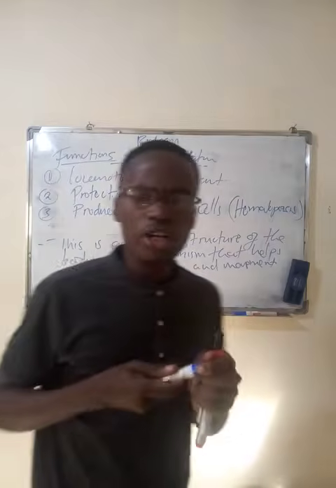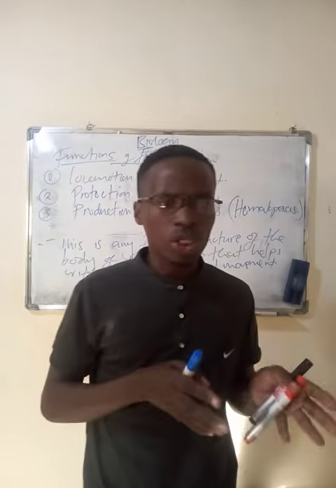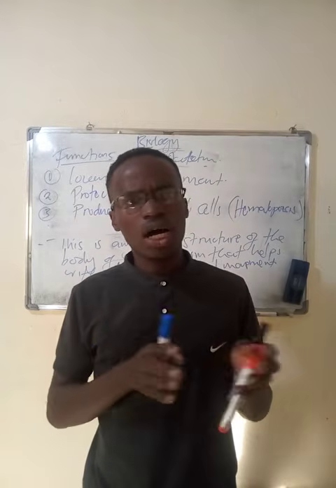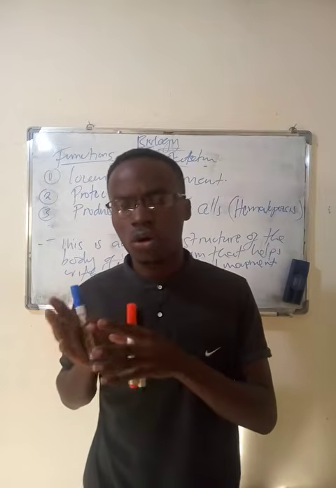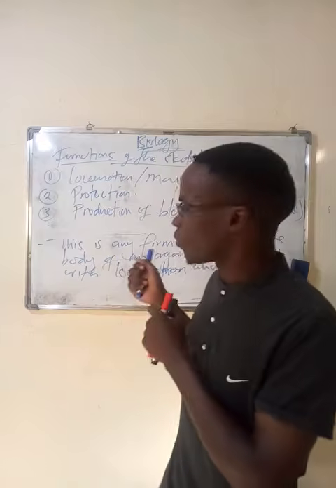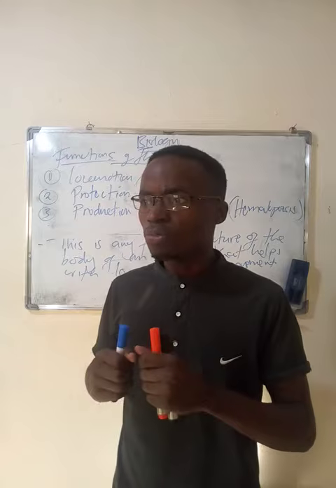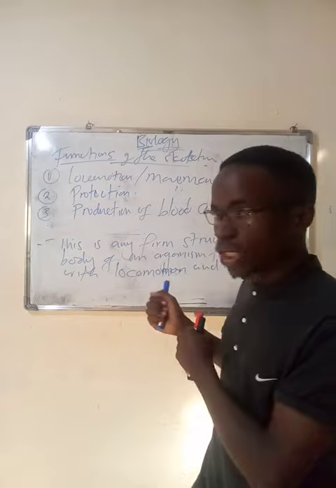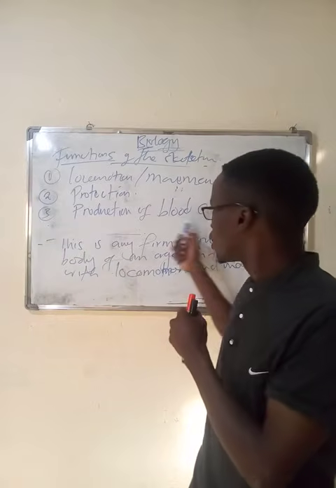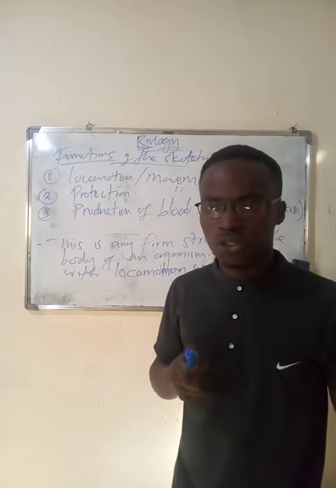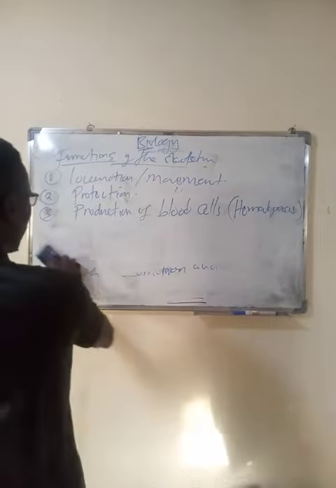Now, remember, we have what is called the bone marrow, isn't it? So, when a child is born, at a certain stage, it's the bone marrow that is going to take over the production of what? Of the red blood cells, the white blood cells, the platelets, and so on, right? So without this skeleton, without these bones, you're not going to have these blood cells being produced. So that is another function of the skeleton.